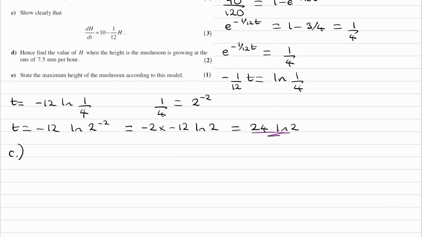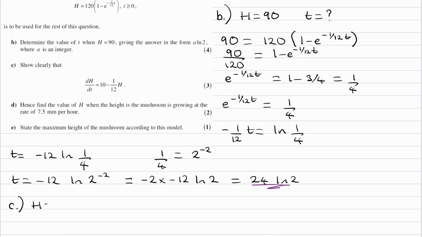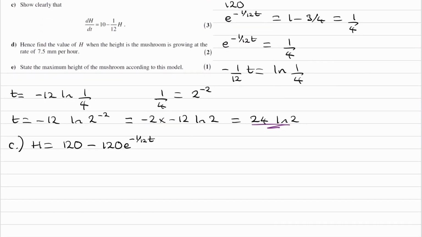Okay, so then let's just first rewrite this out. So h is equal to, I'm going to multiply it out as well, 120 minus 120 e to the minus 1/12 t. Now we're going to differentiate it. So dh/dt will be 120 differentiates to make 0. The minus 1/12 from this comes out when we differentiate. And those two times together make 10.